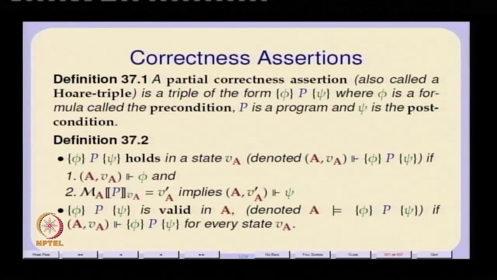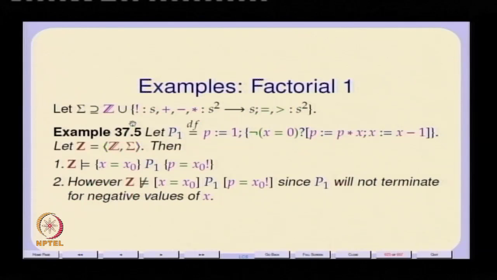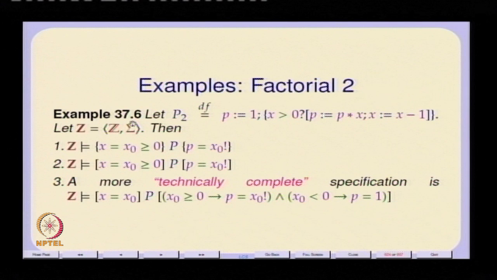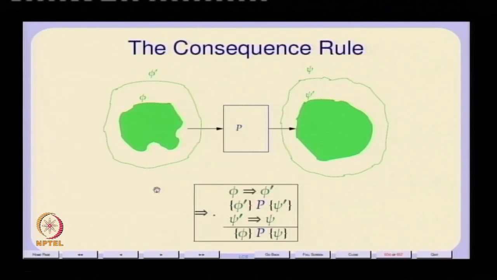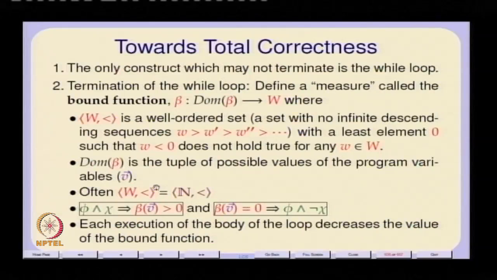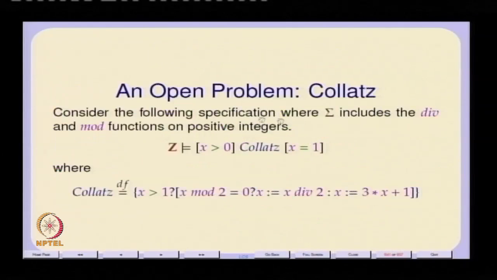We came up with these notions of correctness assertions and total correctness assertions, and we have given some examples on the verification. We also had these rules, the notion of a loop invariant, the notion of a well ordered set or a bound function which basically traverses down a well ordering in order to prove termination of these programs. Finally, we ended with an open problem, the collapse problem.